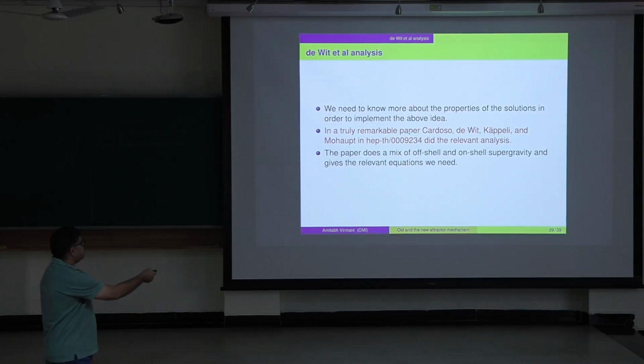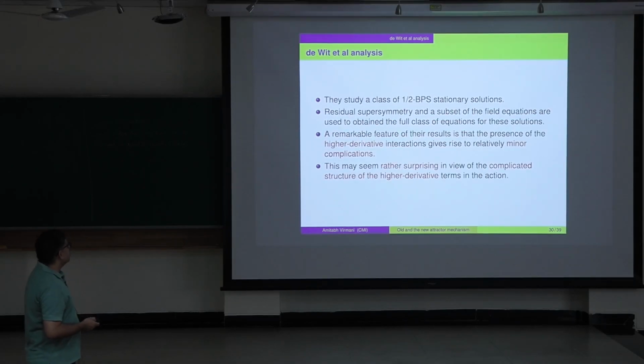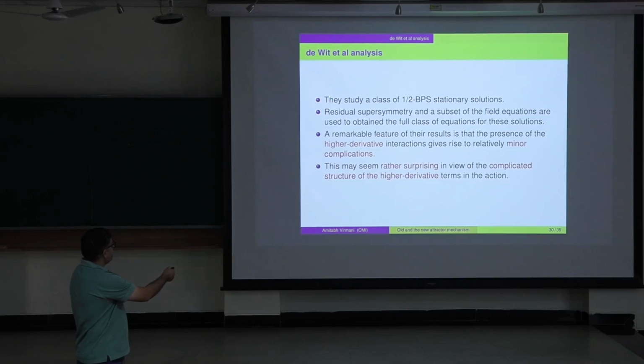So in a truly remarkable paper by Cardoso, de Wit, Käppeli and Mohaupt, I was introduced to this paper when I was a PhD student, but for 25 years I could not make use of it. Only by discussing with Ashok was I able to make some use of it. This paper did the relevant analysis. It does a mix of off-shell and on-shell supergravity, because they are interested in constructing properties of solutions, and they gave us the relevant equations which we can use. So this is as follows. This paper studies a class of half BPS stationary solutions in N equal to 2 theory.